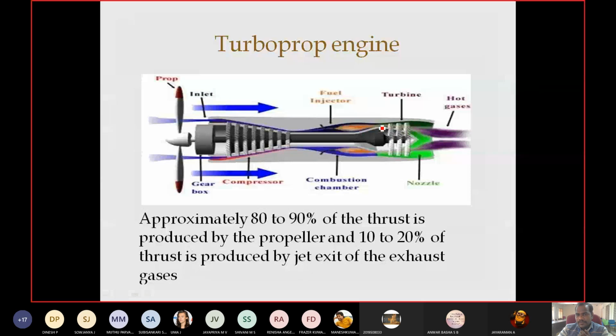Then these fired gases will rotate this turbine. Then we can get the work. Finally we get the excess hot gases, which will be controlled with the use of nozzles. Approximately 80-90% of the thrust is produced by the propeller used in the turboprop engine, and 10-20% of the thrust is produced by the jet exhaust of the exhaust gas. So this is the turboprop engine.